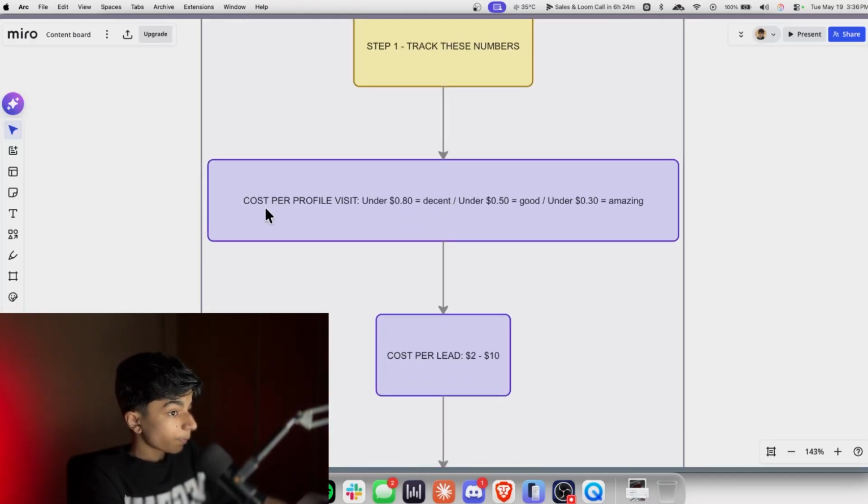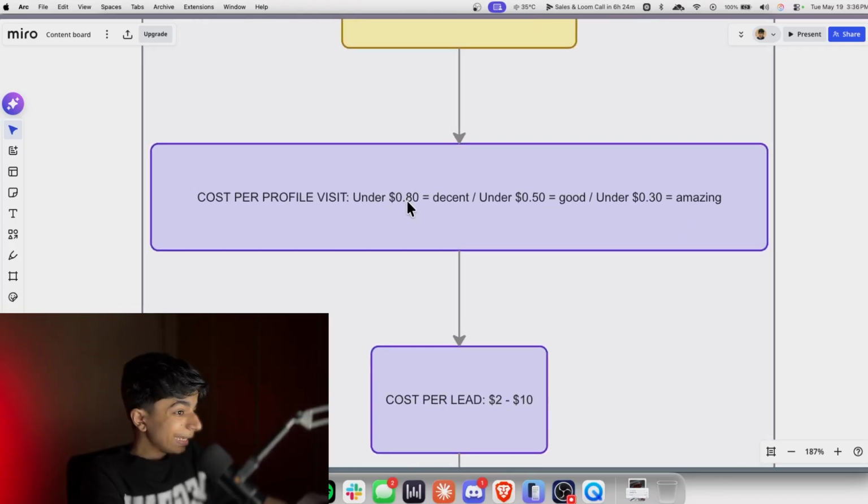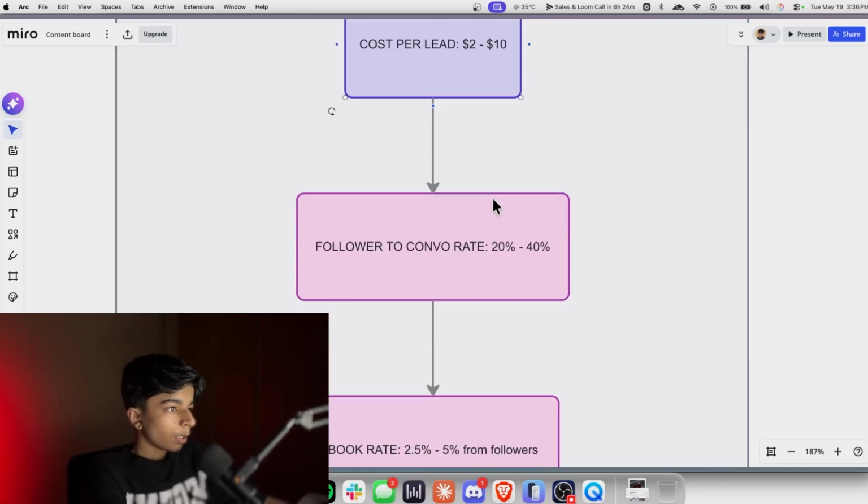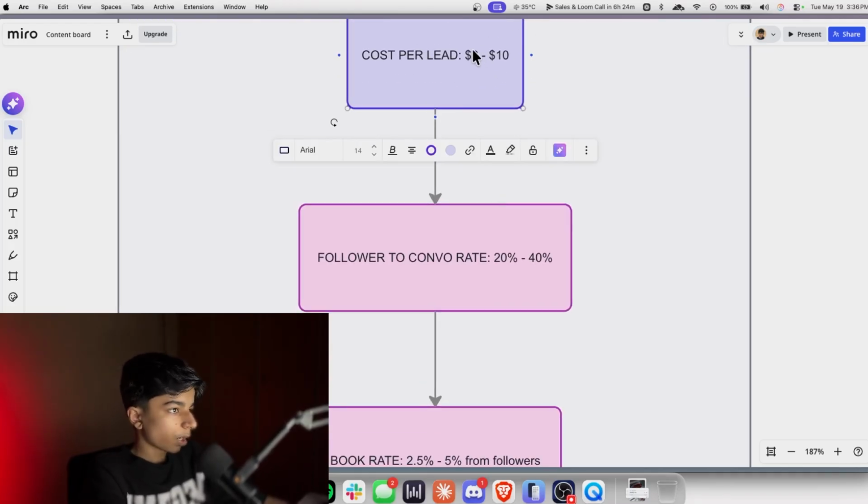Now let's go over what numbers we should be shooting for. Your cost per profile visit should be under 80 cents or under like 50 cents, which is good. And if it's under like 30 cents, it's amazing. Cost per lead should be anywhere around $2 to $5. And then the cost per qualified follower should be anywhere from like $6 or $7 to $8, or even $10 is still good. The more B2B your niche is, the higher it will be.